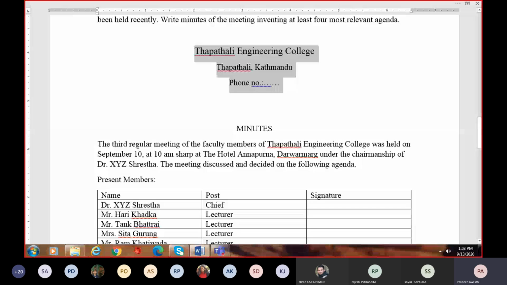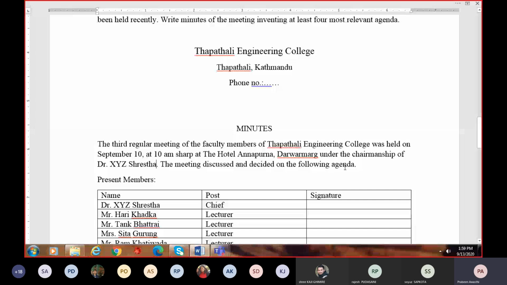Now, the third regular meeting of the faculty members of Thapathali Engineering College was held on September 10 at 10 a.m. sharp at the Hotel Annapurna, Durbar Marg, under the chairmanship of Dr. XYZ Shrestha. If the person possesses any position, you have Dean of IOE. In this way you can go for that. Here comma, Dean of IOE, full stop. Okay, the meeting discussed and decided on the following agenda.